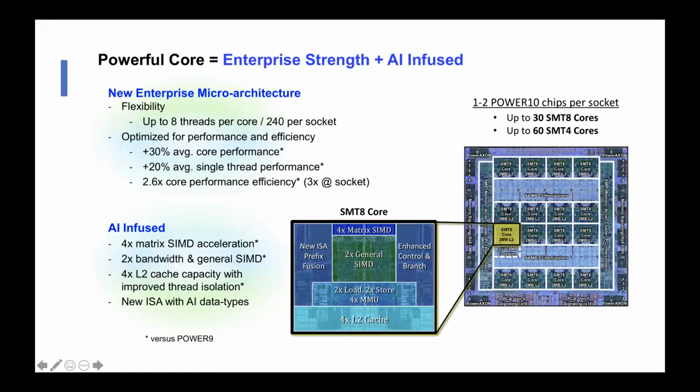And it supports up to 30 SMT8 cores, and up to 60 SMT4 cores in a single chip. So I think Professor mentioned 8 cores in Power 8. So we have made a lot of improvements from there. And now with Power 10, you can see up to 60 cores in a single chip. So that is a huge advancement.